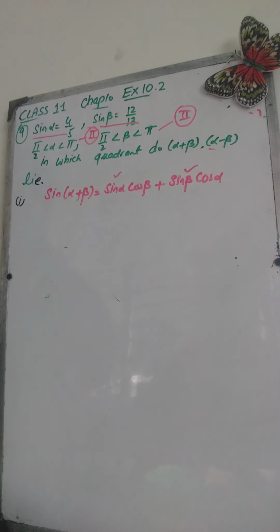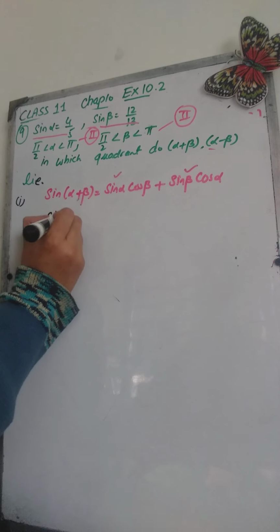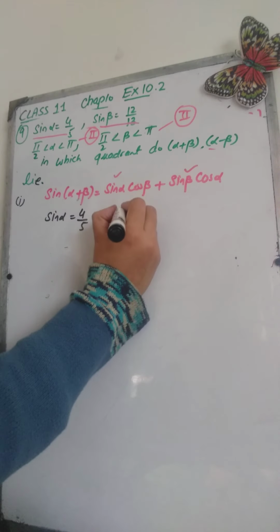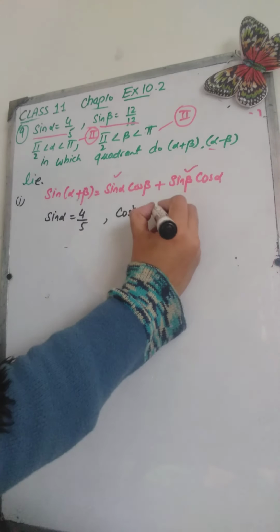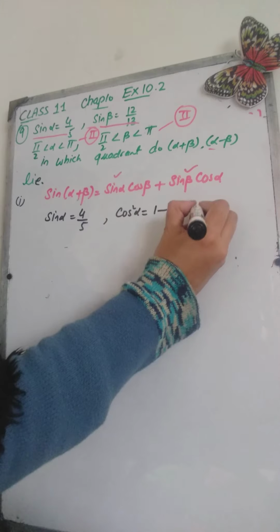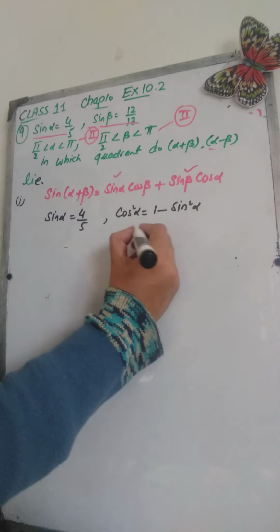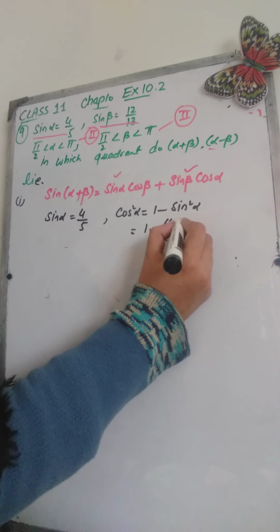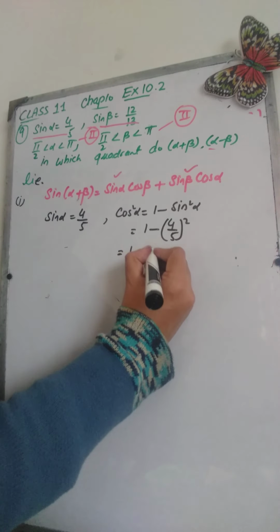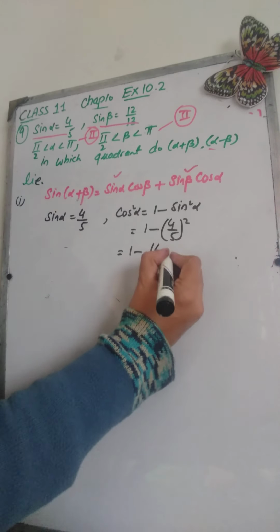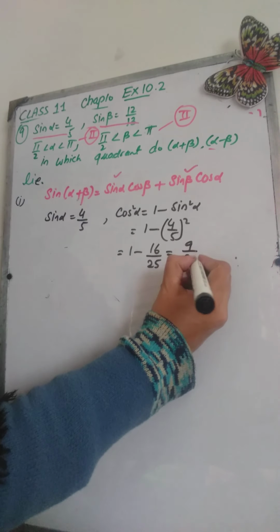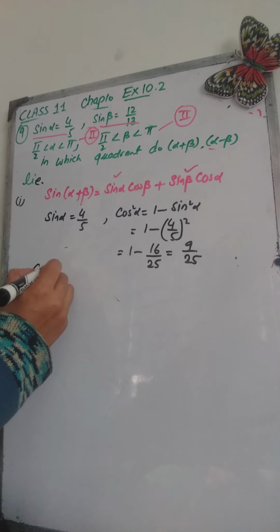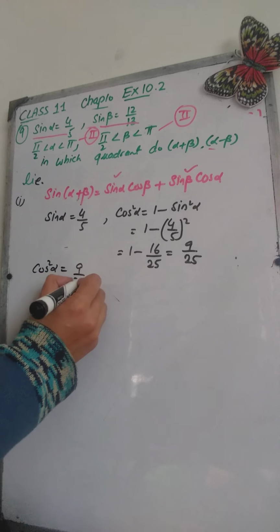So first of all, we know that sine alpha is equal to 4/5, and we know that cos square alpha is equal to 1 minus sine square alpha by the first identity of trigonometry. So I am going to put the value of sine alpha over here. Sine alpha is 4/5 square. This will be 1 minus 16/25, which will be equal to 9/25. So cos square alpha is equal to 9/25.